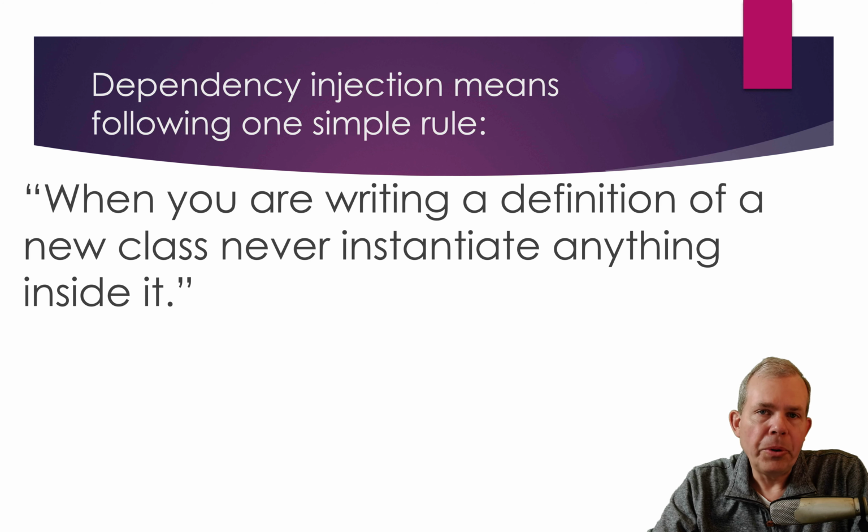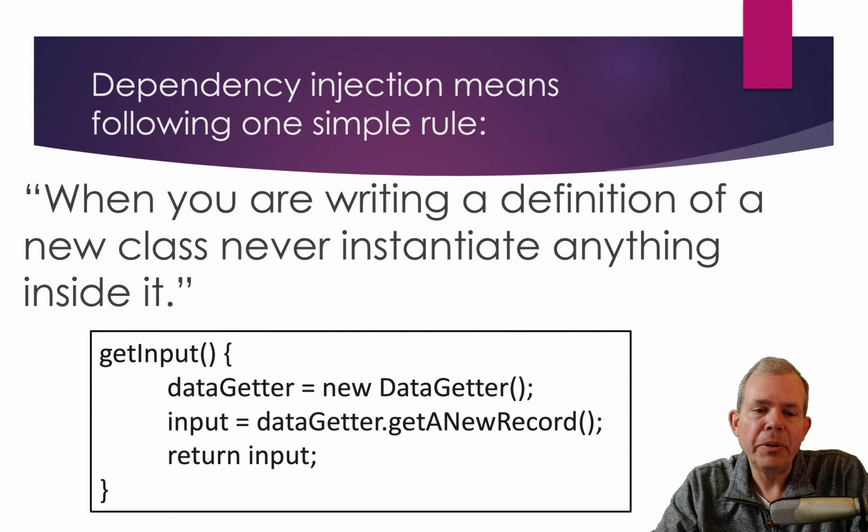So here's a simple rule. If you want to follow dependency injection, when you're writing a definition of a new class, never instantiate anything inside of it. Unfortunately, most of the code examples that you see from me do exactly this. We instantiate things inside it. For instance, we say we need a new repository for the data. We just say equals new data repository, and away we go. So it's simple to code, but then it becomes less flexible in the future.